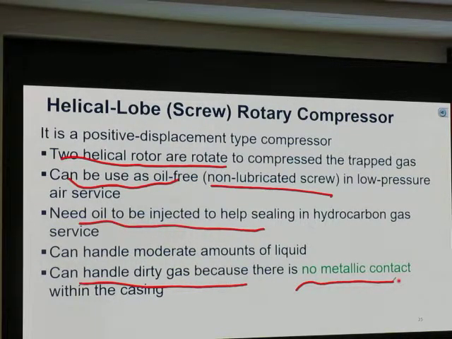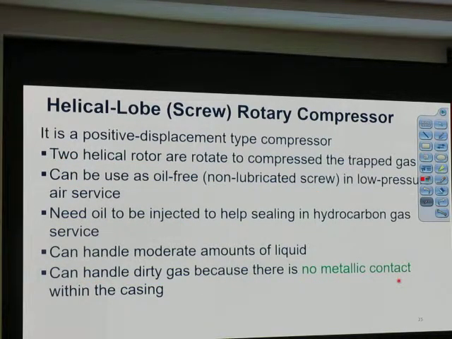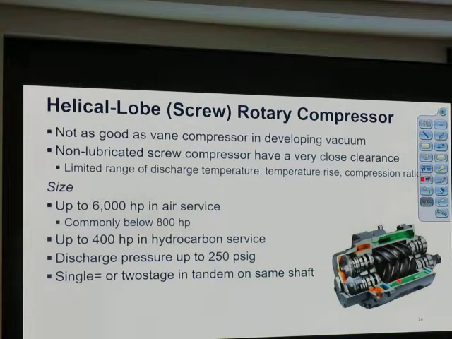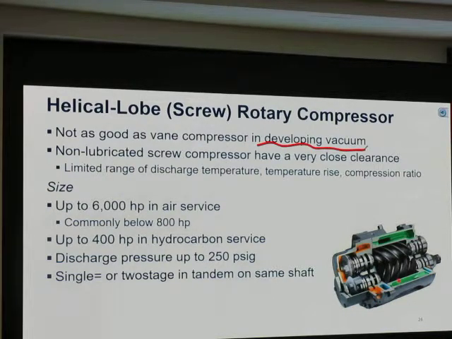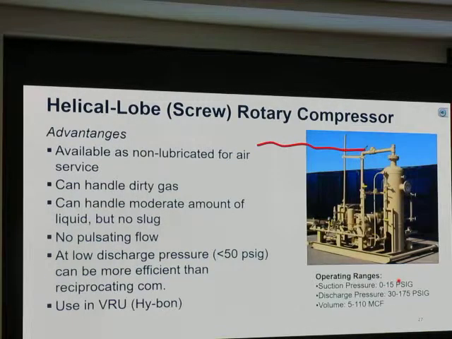Where do we have dirty gas? Before the refinery, we have dirty gas, right? If we don't remove any dust or any particle, we have dirty gas. So dirty gas happens on the tank battery, vapor recovery unit. They can use this screw compressor, okay? It looks like that. That is the size. So we typically don't use this for vacuum. Okay, not as good as Vane for vacuum. Alright, for vacuum service we use Vane-Type.